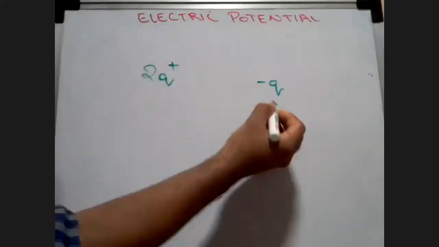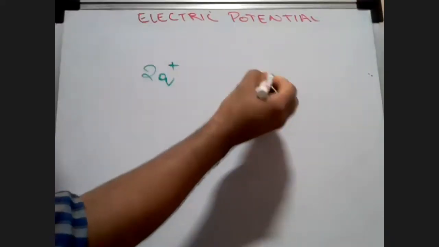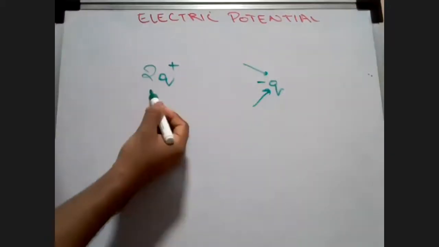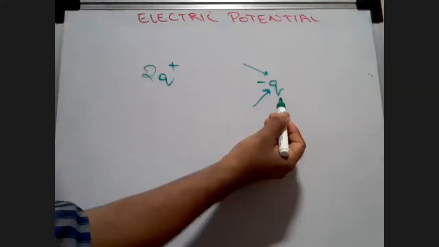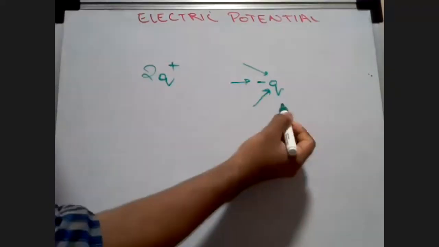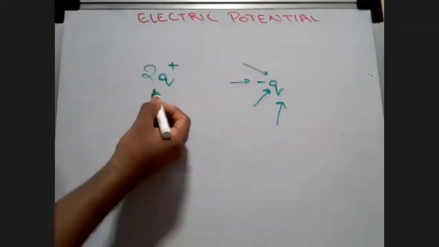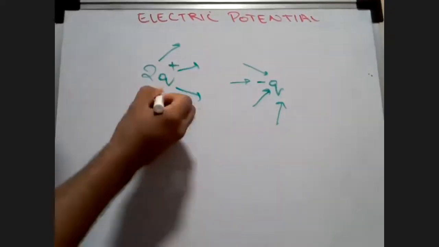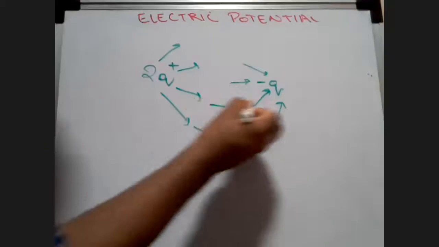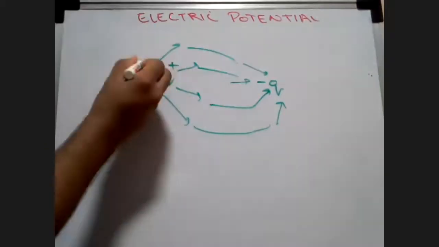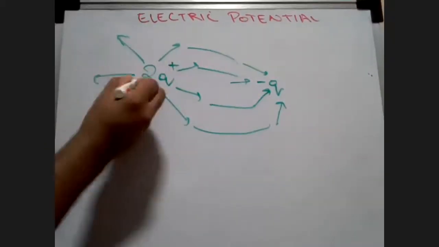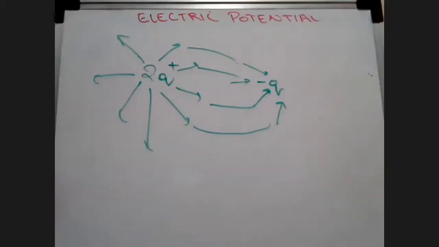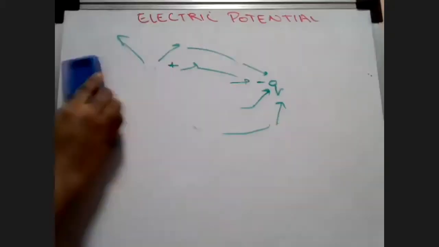Just for those who don't know, look here. 4 lines from this 2q are going to contract towards the negative charge, and 4 lines are going to come out from this positive charge and join towards these lines, but the other half of it might be in space. That's because field lines are basically proportional to the magnitude of the charge.